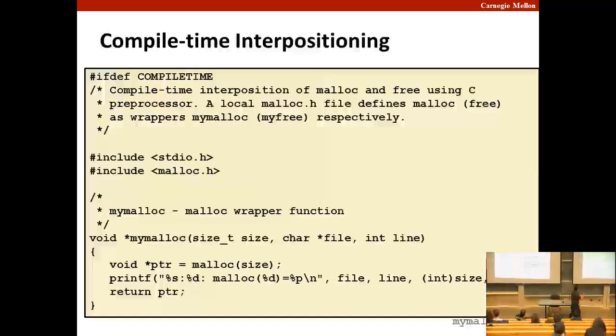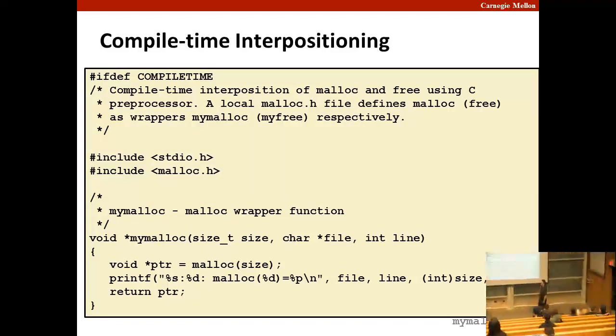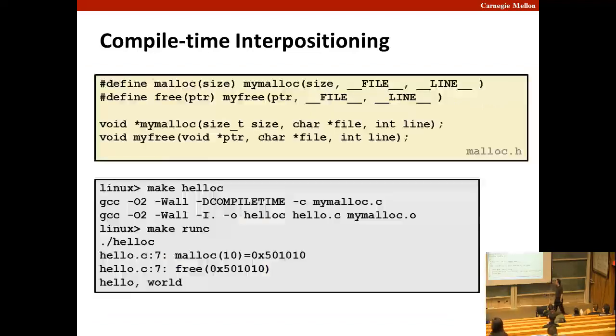Let's say our goal is to trace this. One easy way of tracing this is to write our own library that has our own version of malloc and our own version of free. I'll call it my malloc and my free. And my malloc, for example, keeps track of the address returned by malloc. In this case, it prints it out. And it calls the real malloc. My free literally just calls free.